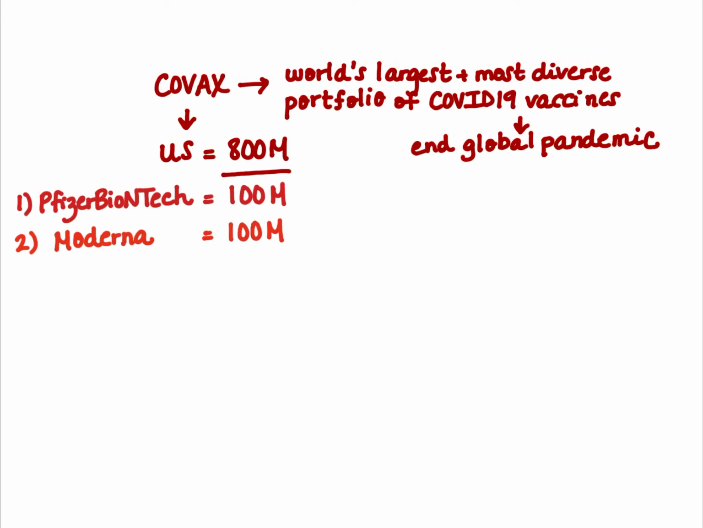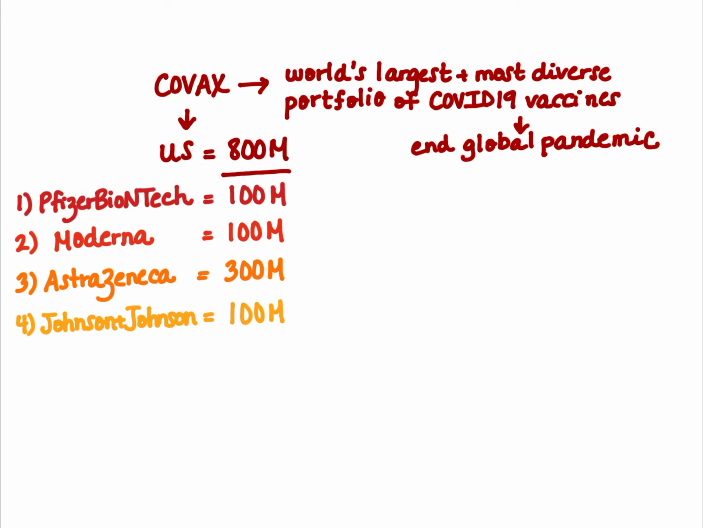So first up, we have the Pfizer-BioNTech company, who's agreed to provide 100 million vaccines to the US, followed by Moderna with another 100 million. Then a little later, we'll have AstraZeneca with 300 million vaccines, Johnson & Johnson with another 100, and finally we'll have Novavax and Sanofi with each contributing 100 million vaccines.